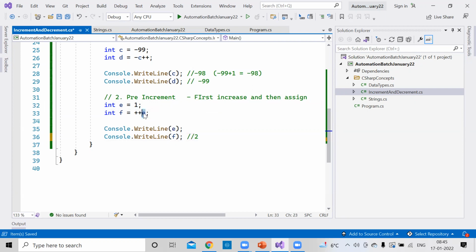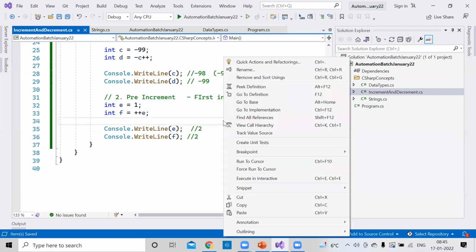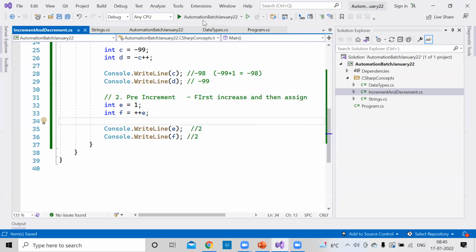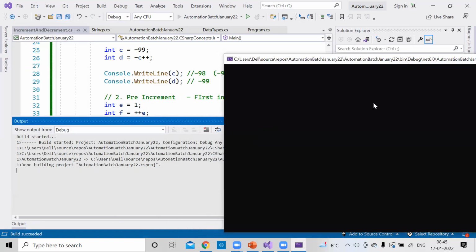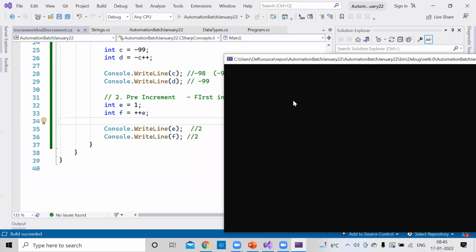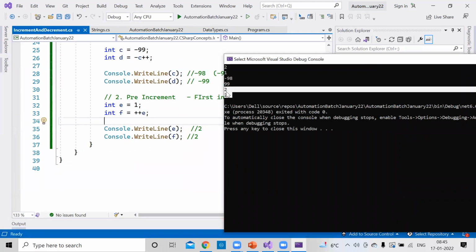And here, what is the current value of e? First it was 1, but the current value of e is 2, because this has been increased with 1. So we can expect 2 and 2. Let's run it and analyze the output by yourself. We try to run it from here. You cannot specify location. Okay. So we are expecting the output is 2 and 2. Yeah, 2 and 2. We are correct.